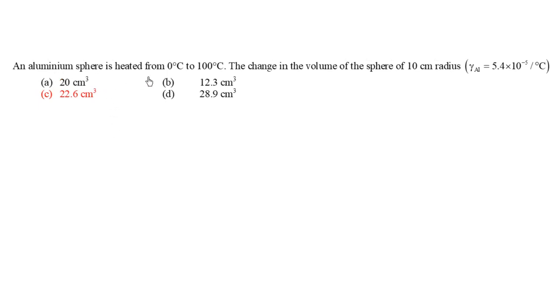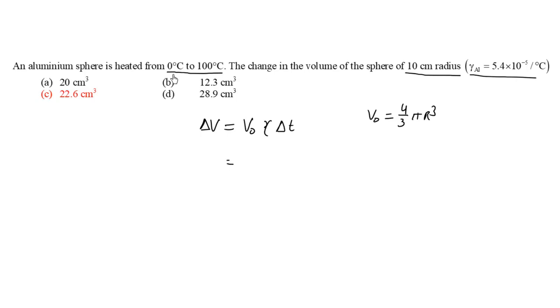An aluminum sphere is heated from 0 degrees Celsius to 100 degrees Celsius. Find the change in the volume of the sphere of radius 10 centimeter. The volume coefficient of thermal expansion gamma is given. Now we know that the change in volume equals initial volume times gamma delta T. Here V naught is the initial volume, which is equal to 4 by 3 pi r cube. Gamma is also given, so we can write it here as 4 by 3 pi r cube gamma delta T.